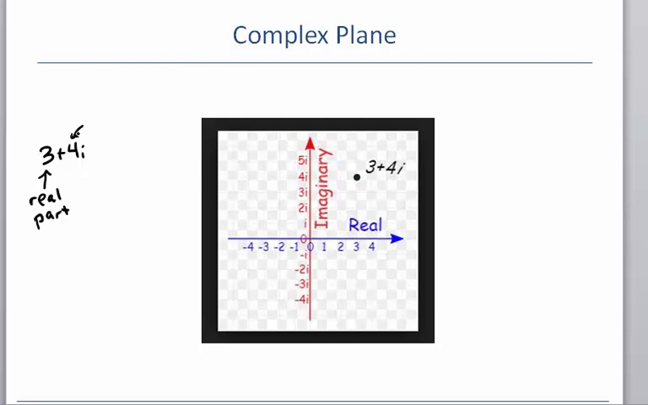The 4 is referred to as the imaginary part because it is attached to the i, and the 4 is plotted up what is normally referred to as the y-axis, but in this case will be the imaginary axis. So using the complex plane, using a real axis and an imaginary axis, gives us a way to plot our complex numbers.